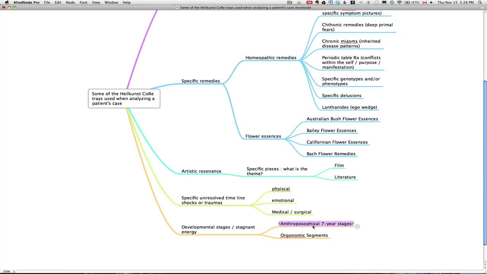And that may also correlate with one of the previous trays I showed you with the residual timeline events. So if someone may have had a major shock at a certain time in their life, it may show up in terms of some unprocessed energy related to one of the developmental stages. And the last example here in that category relates to the orgonomic segment. So that relates to the specific muscular segmentation in terms of our torso, mostly in our neck and head.